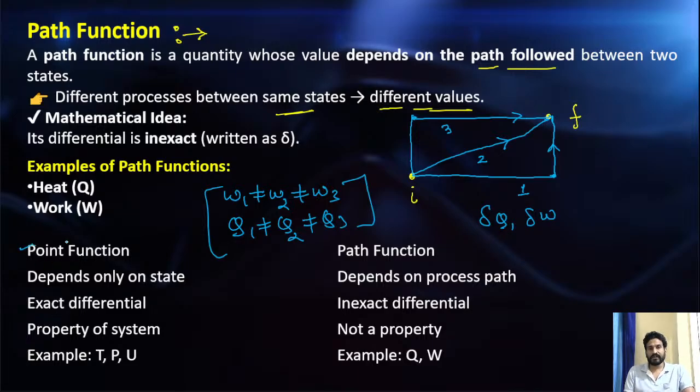So we have point function and path function. The first difference is that a point function depends only on the state, meaning only on the initial and the final state. A path function depends on the process path. Second, a point function is an exact differential, and a path function is an inexact differential. Properties of the system like T, P, U are point functions, while heat and work done are not properties. So all the properties are the point functions.